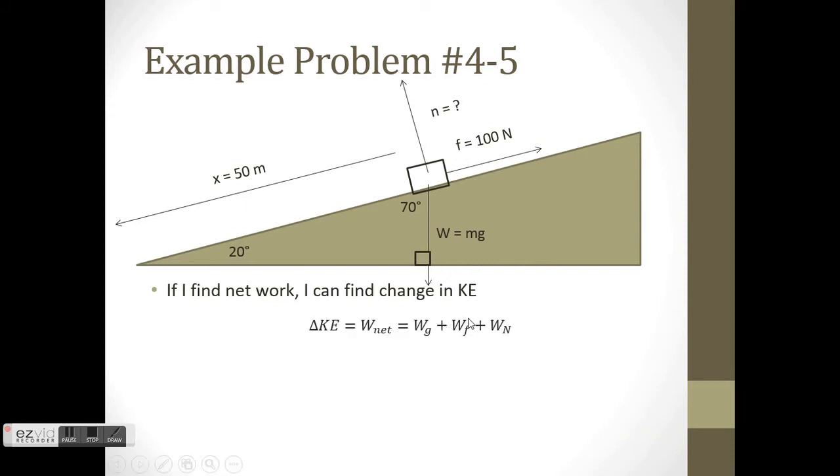The only term I'm adding here is work due to friction. So this is the exact same problem, except I've added friction to the equation. So when I add up my work terms, I now have weight times displacement times cosine of 70 degrees.